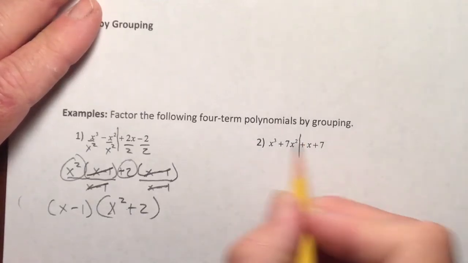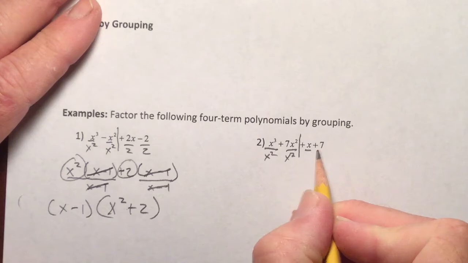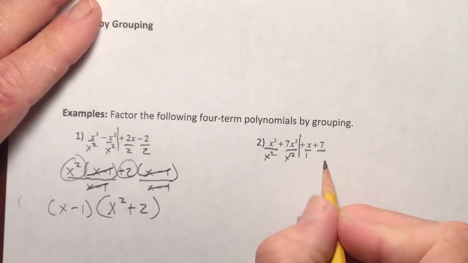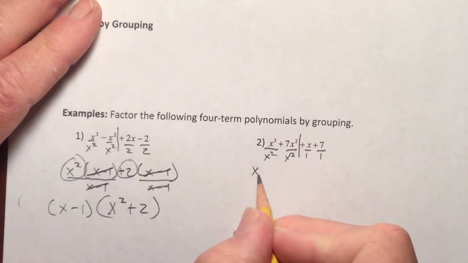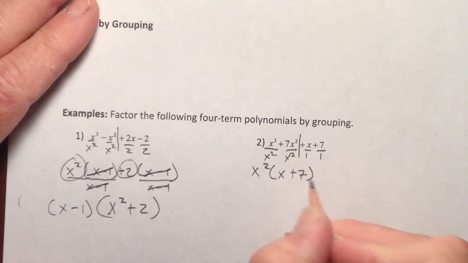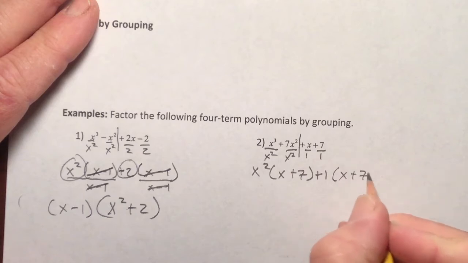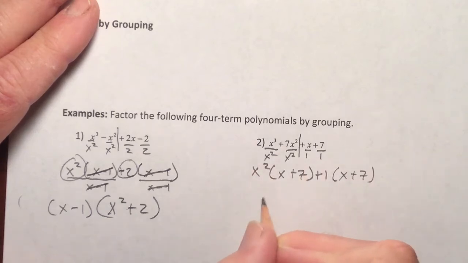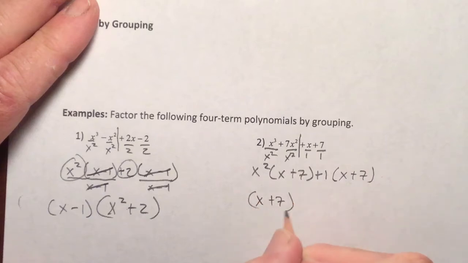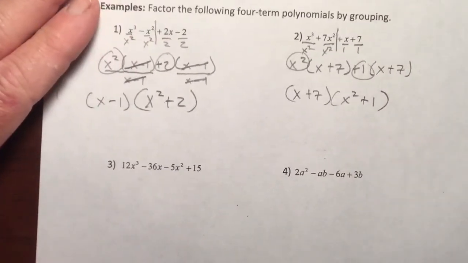All right, so the next one is the same type of deal. No GCF. So I'm going to factor out x squared. There's nothing really common here other than 1, so I'm just going to put 1 there. You factor out x squared. That's going to leave you with x plus 7. And I'm just going to put plus 1 there, and then you've got x plus 7. These two are the same. Pull that out, and this is going to be left behind, x squared plus 1. And that's all you've got to do. There's nothing to it. Try not to think about it too much.